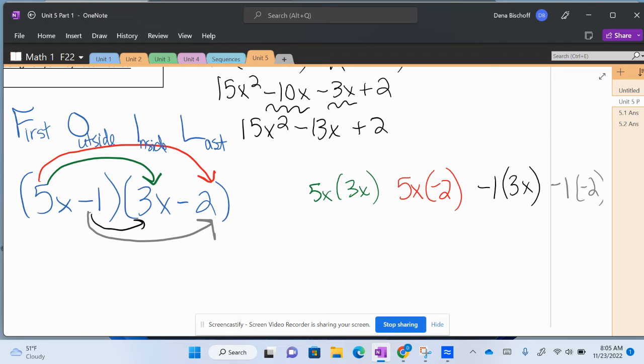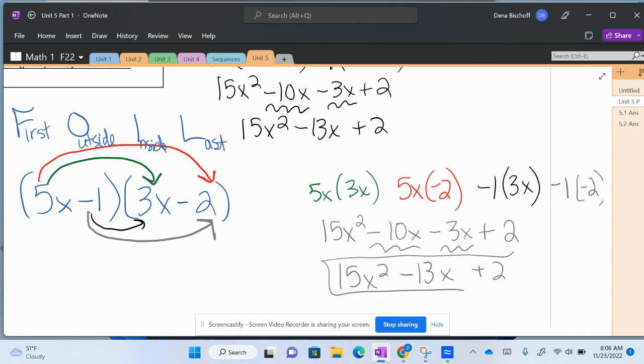So 5x times 3x is 15x squared. 5 times negative 2 is negative 10. That's where my sign comes in, x. Negative 1 times 3x is negative. That's where my sign comes in, 3x. And negative 1 times negative 2 is a positive. That's where my plus comes in, 2. And again, I'm going to combine like terms. These two terms in the middle can be joined together to give me 15x squared minus 13x plus 2.